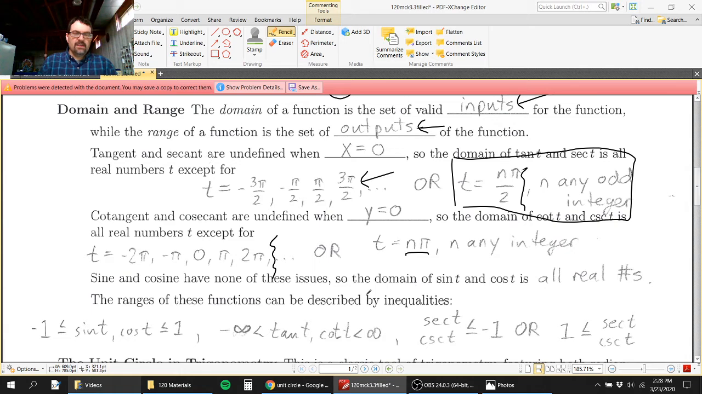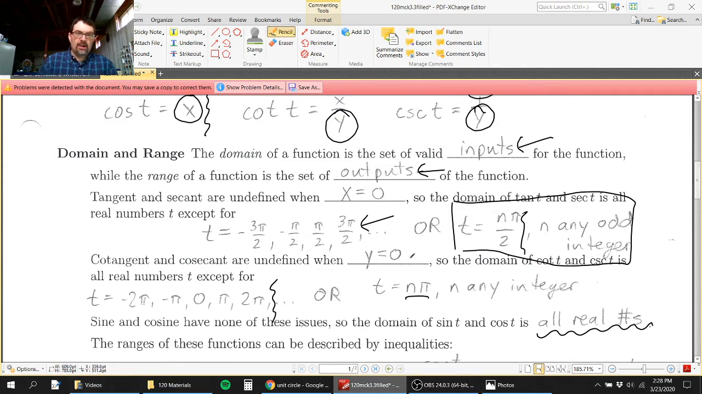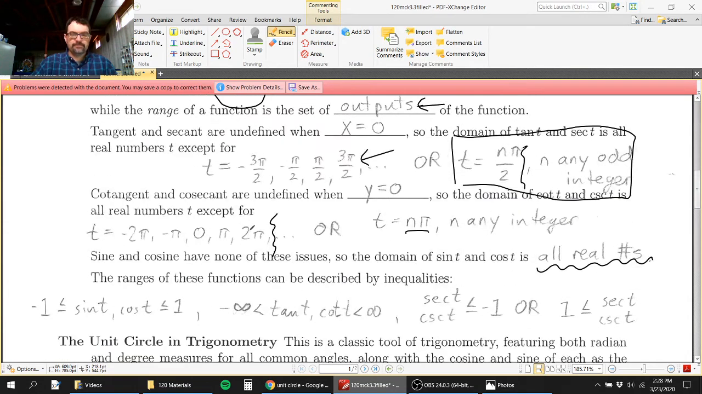Now, sine and cosine are defined everywhere, so we would say their domain is all real numbers. You can do the sine or cosine of any angle on your calculator, and you never get a domain error. In fact, the reason some calculators say domain error is because you put in an angle that's not in the domain of those functions of tangent or cosecant or whatever.